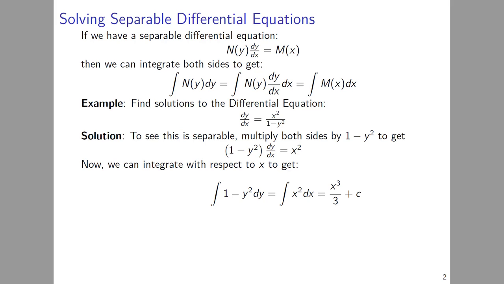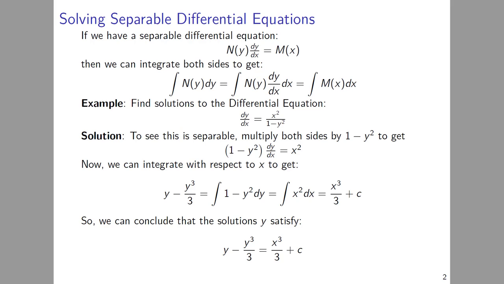On the right, we get x cubed over 3 plus some constant c, and on the left, we get y minus y cubed over 3. We could put in another constant of integration, but we'll just clump them together in that one plus c. So we can conclude that the solutions of y satisfy the equation y minus y cubed over 3 is equal to x cubed over 3 plus c.